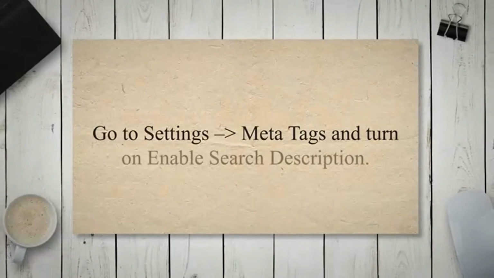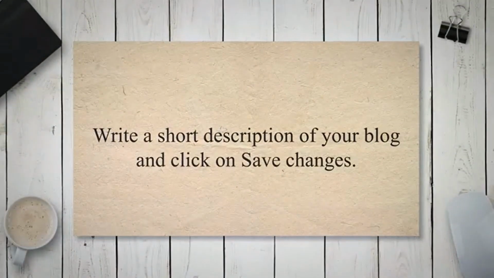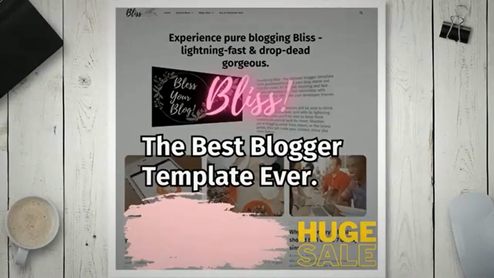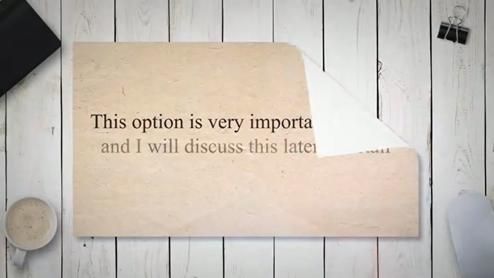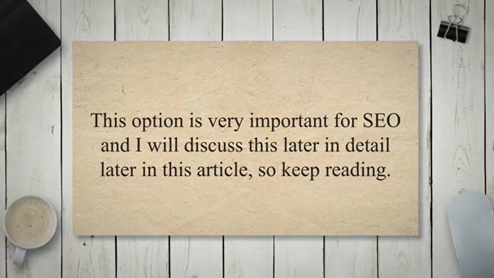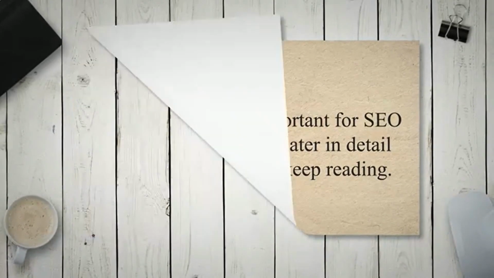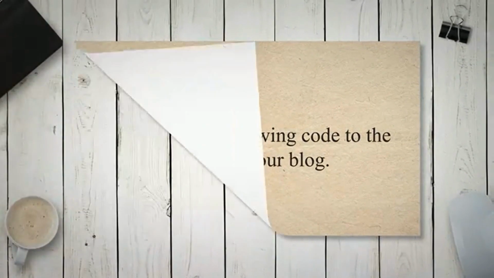Go to Settings, Meta Tags and turn on Enable Search Description. Write a short description of your blog and click on Save Changes. You will see that a new field called Search Description has been added to the post settings of every post on your blog. This option is very important for SEO and I will discuss this in detail later in this article, so keep reading. Now, add the following code to the header of your blog.